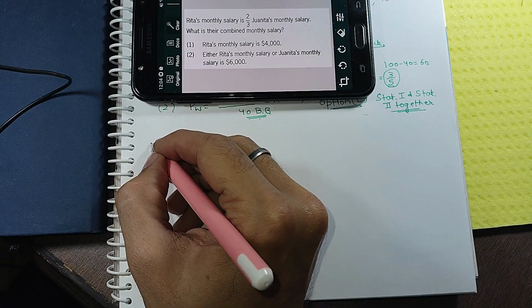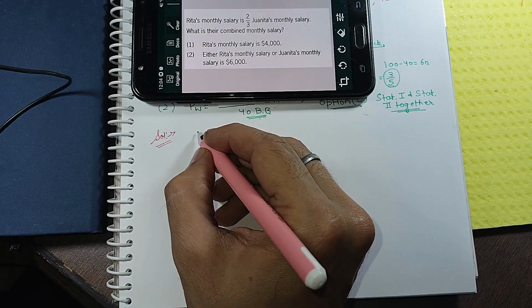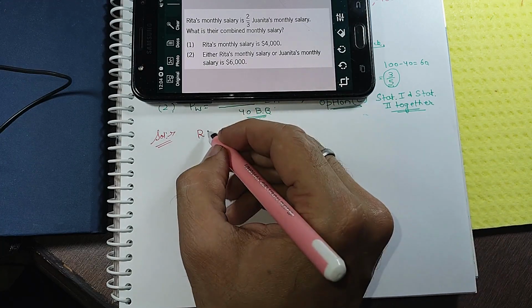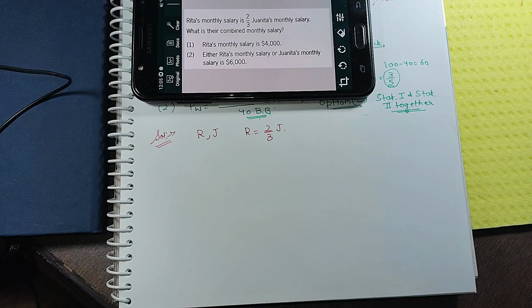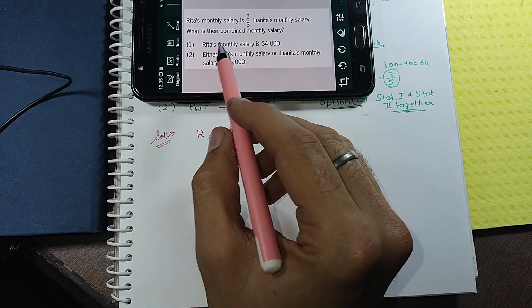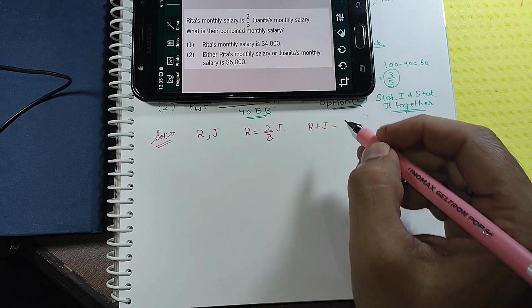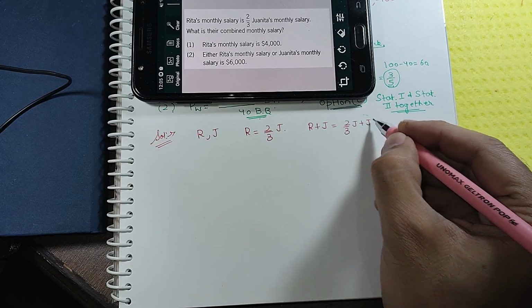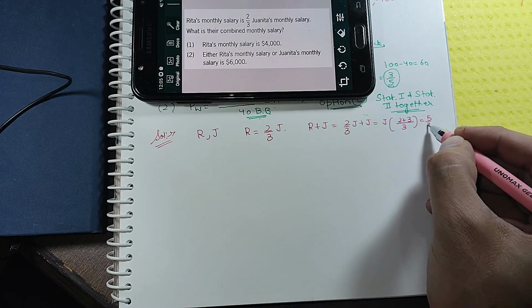Rita's monthly salary is 2 by 3rd of Juneeta's monthly salary. What is their combined monthly salary? So in the statement we have been given, let us suppose Rita's monthly salary is R and Juneeta's monthly salary is J. Now we have been given that R is equal to 2 by 3 of J. So this has been given in the statement, and we can apply whatever is given with the help of either statement 1 or 2. Now we have been asked what is their combined salary. So the combined salary will be R plus J. If I put 2 by 3 J in place of R, I will get 2 by 3 J plus J. Taking J common, with 3 as the LCM, I am left with 2 plus 3, which is basically equal to 5 by 3 of J.